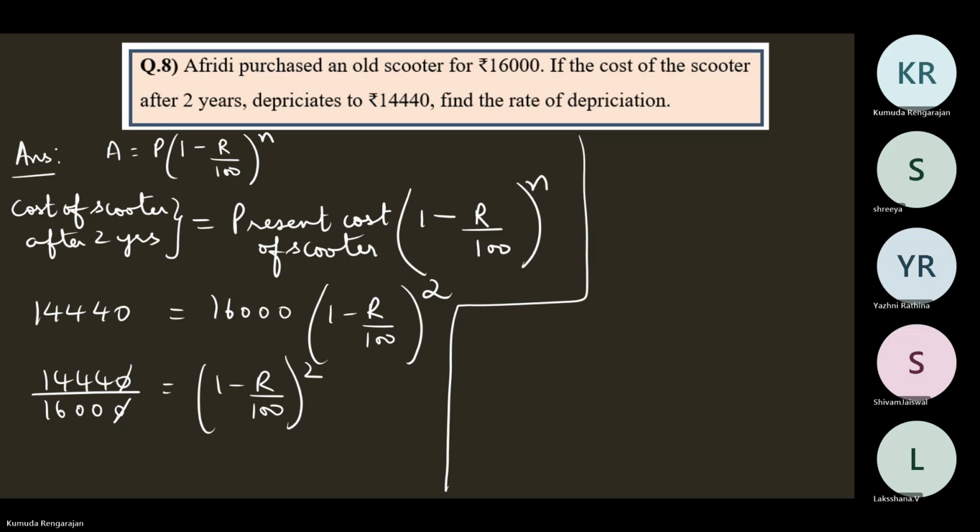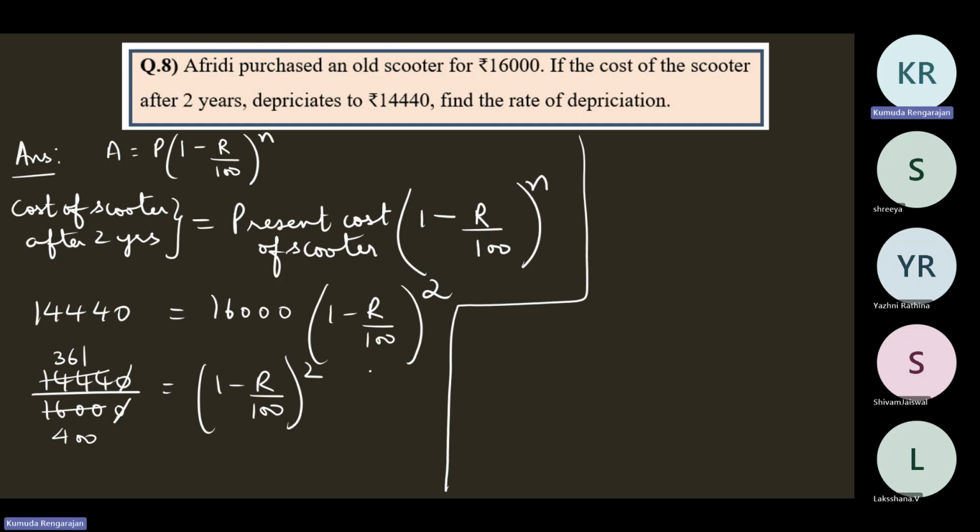Done, children? No, I got it as 5%. No, I don't want the final answer. I just want to know how you simplified this fraction. It reduces to what, this fraction? Ma'am, upon simplification, I got it as 361 by 400. Yeah, 361 by 400. Very good.